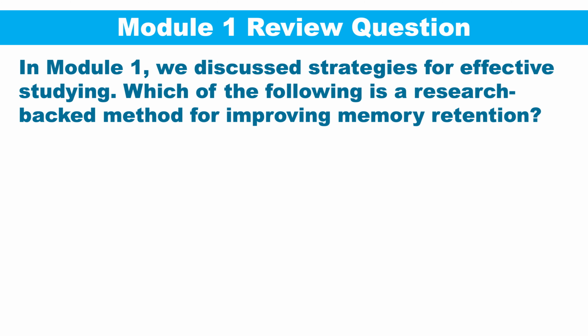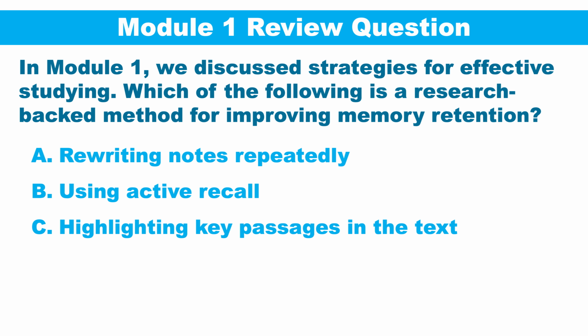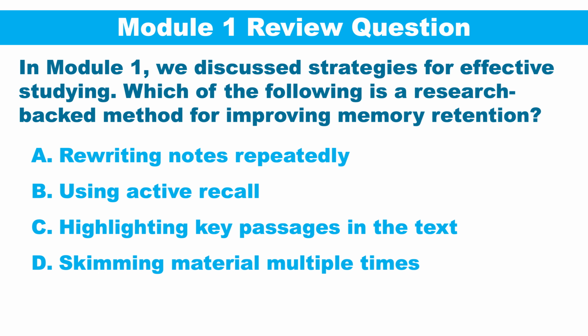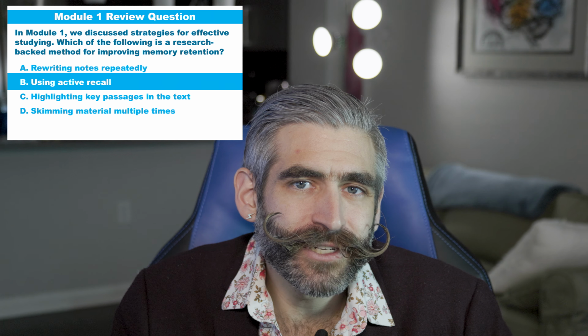In Module 1, we discussed strategies for effective studying. Which of the following is a research-backed method for improving memory retention? A, rewriting notes repeatedly. B, using active recall. C, highlighting key passages in the text. Or D, skimming material multiple times. The answer is B, using active recall. Testing yourself on the material rather than just rereading it is one of the best ways to retain information. All right, nice work. And don't worry if you didn't get those questions right, you can always revisit the earlier lectures to brush up.